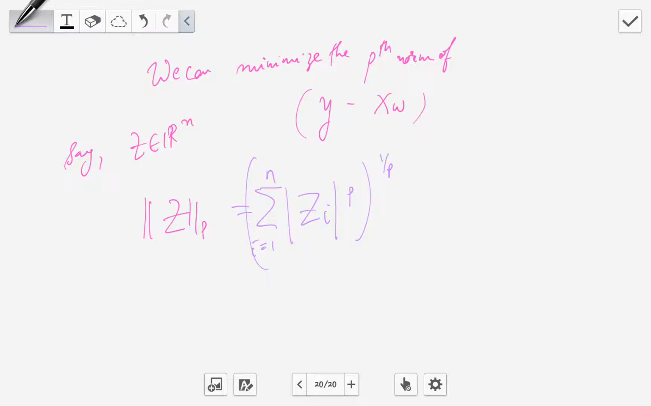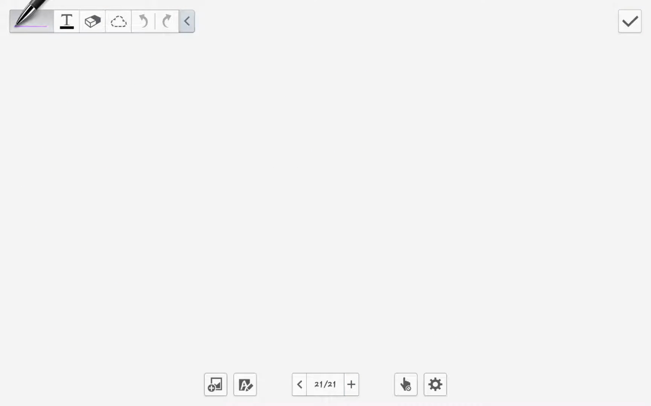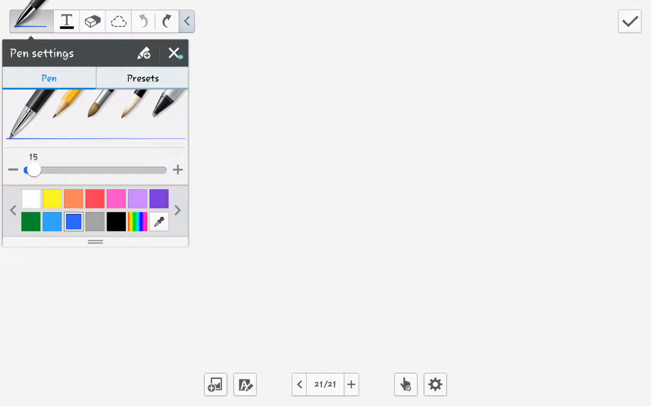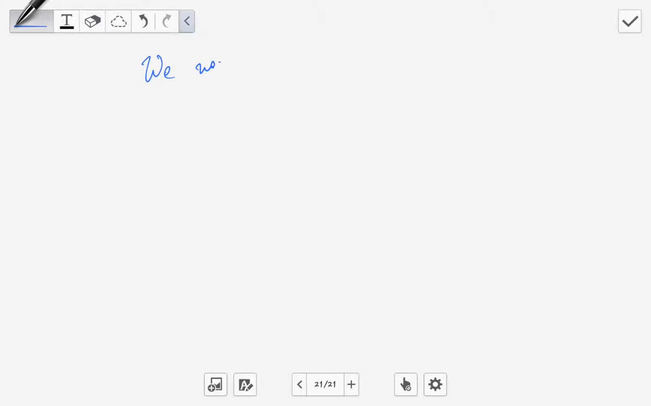What will be the second norm of z? It will be the sum over i equal to 1 to n of zi squared, because you do not need the mod, since the square actually compensates that, right? So we usually minimize the second norm, or the L2 norm.